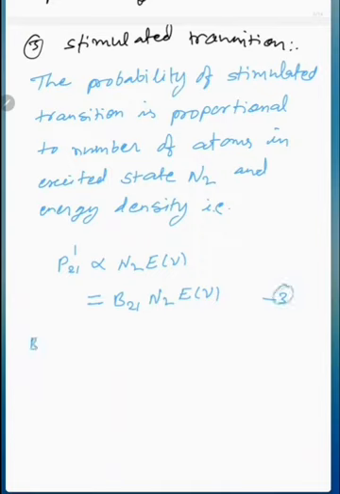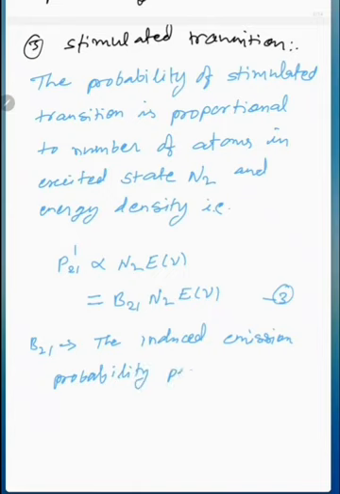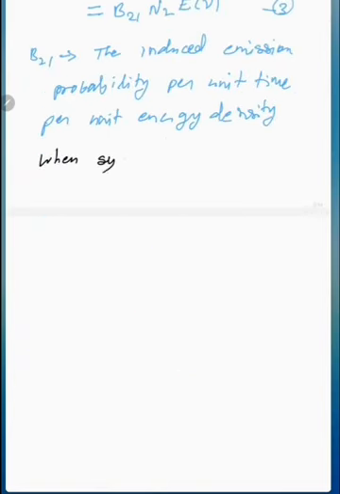Here B21 represents the induced or stimulated emission probability per unit time per unit energy density.